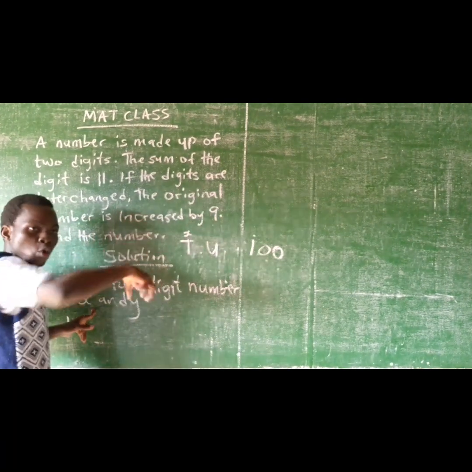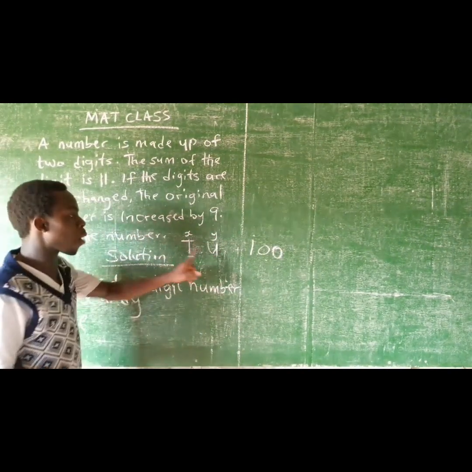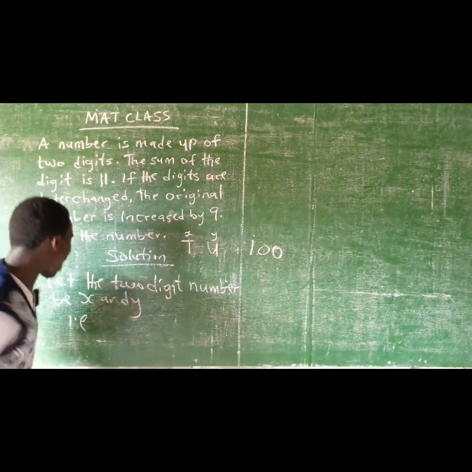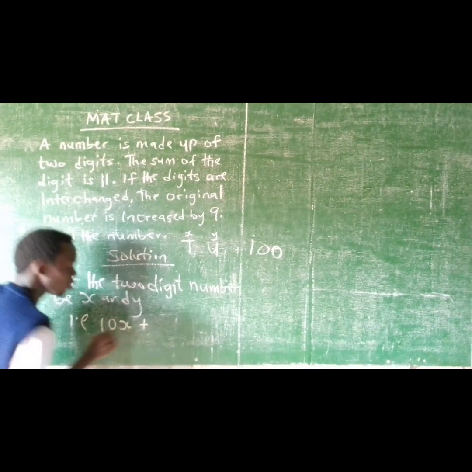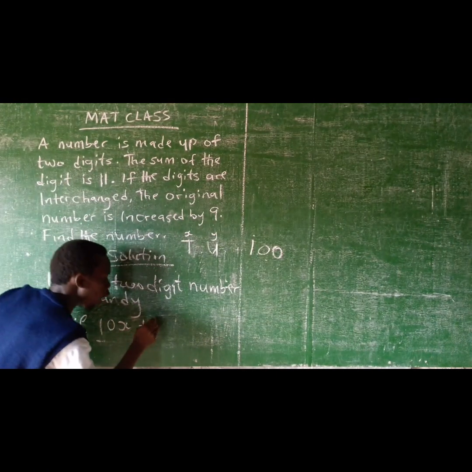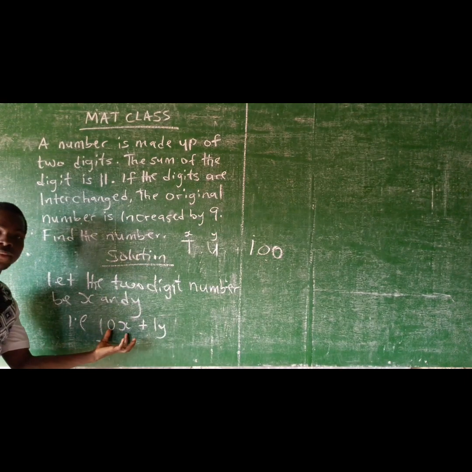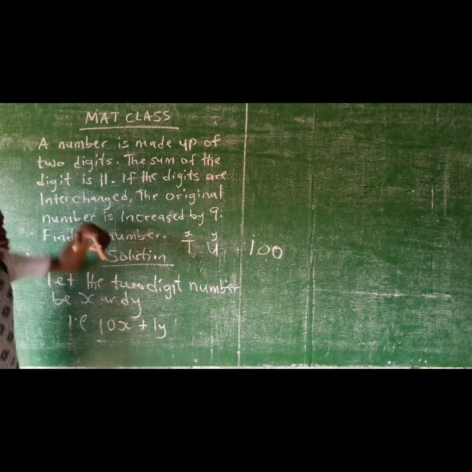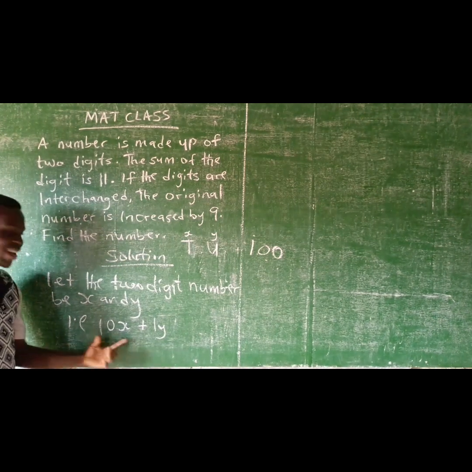Let x represent the tenth and let y represent the unit. And I say 10x plus 1y. I believe you understand here. Some people will be surprised: how did I get 10 here? How did I get 1?